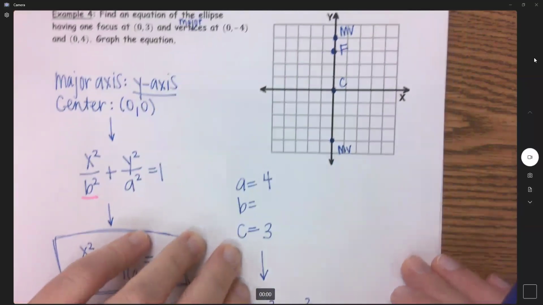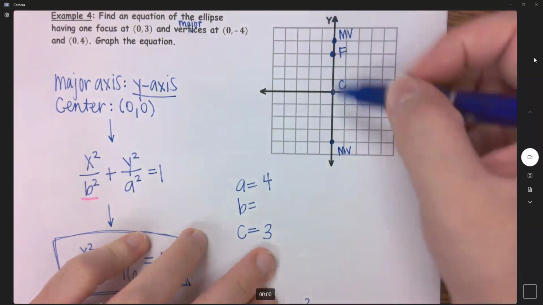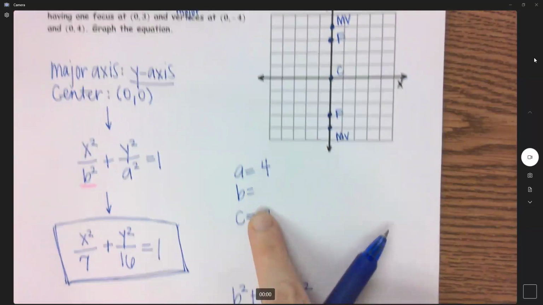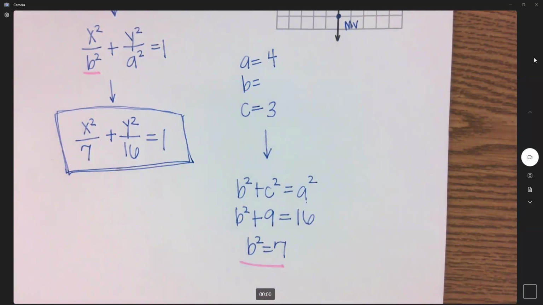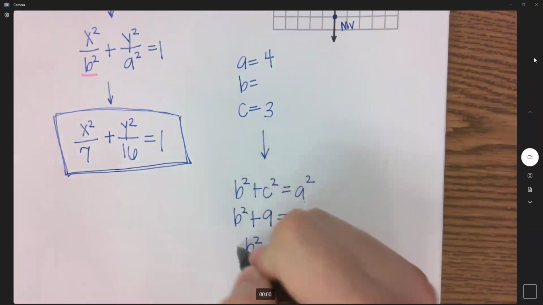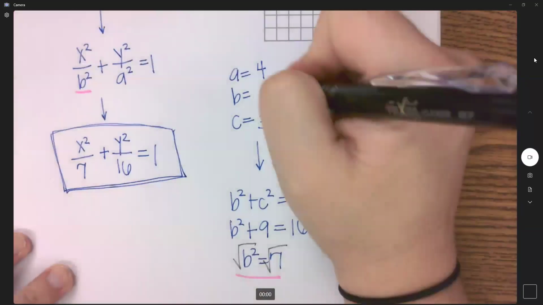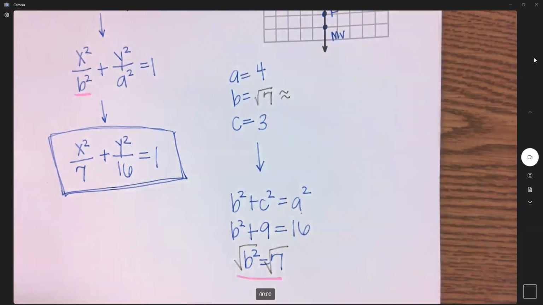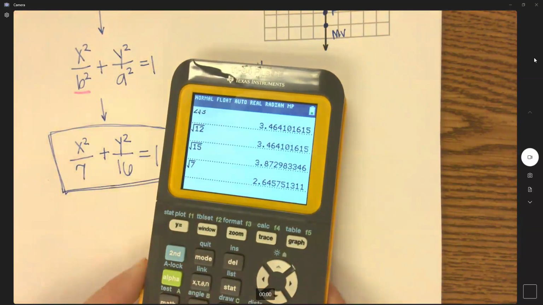I can easily graph my second focus. If my focus is 3, we've already went 3 up, so now we're going to go 3 down. And now I need to find B. So we'll take the square root here. And the square root of 7, that's a prime number. So we've got square root 7, but that doesn't help me plot. The square root of 7 is about 2.6.